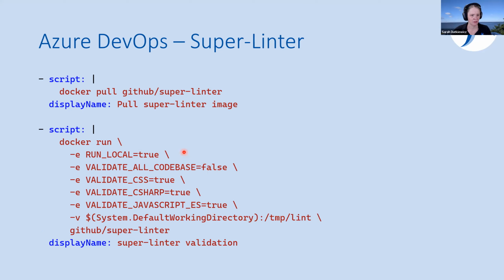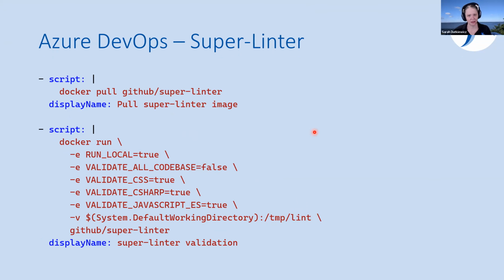So we're going to run local equals true because we're running in the Docker container and need to bypass the GitHub checks. Then we're going to tell it validate all code base equals false. Unfortunately, run local will override that. Validate CSS equals true, C# equals true, and JavaScript ES equals true, because I want those all to be validated by the linter. And then for -v, just lint these files.